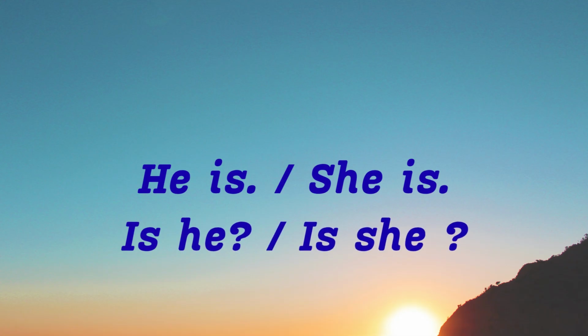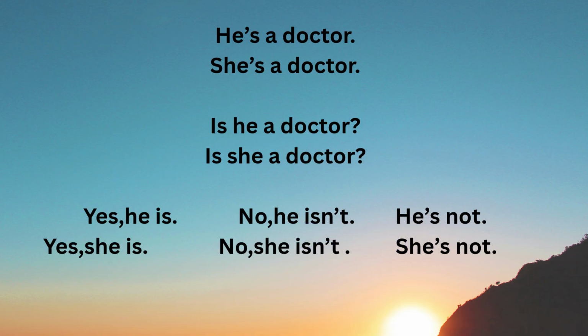Okay, now we are going to talk about he is and she is and how to use them in questions. So let's look at the sentence on the board. He is a doctor or she is a doctor. Remember, he's and she's are contractions for he is and she is, the be verb there is.